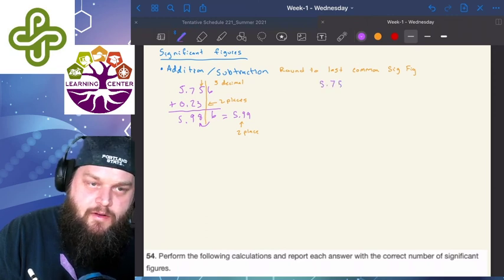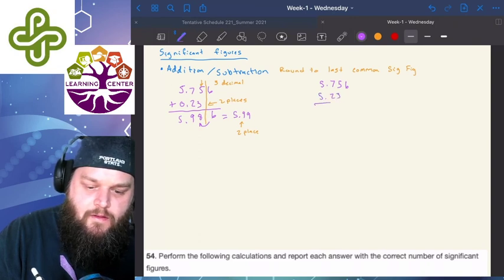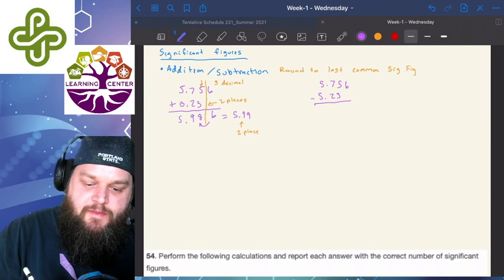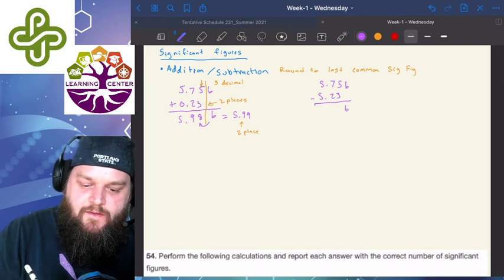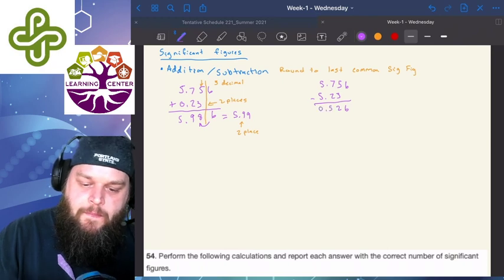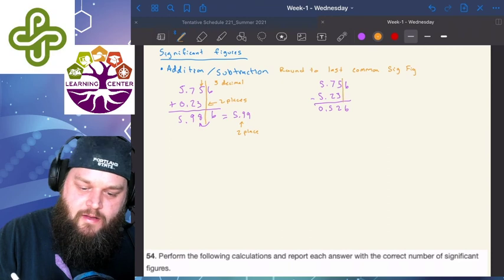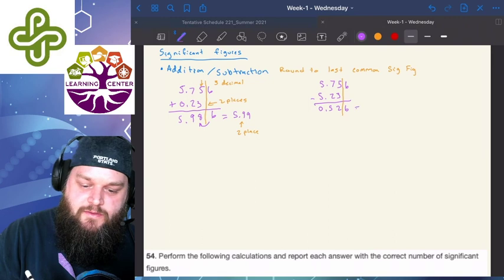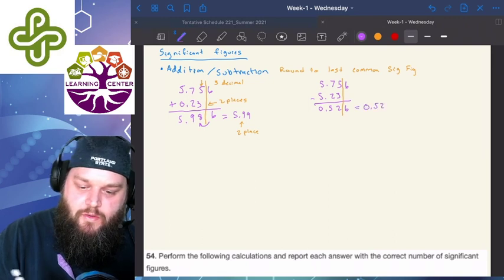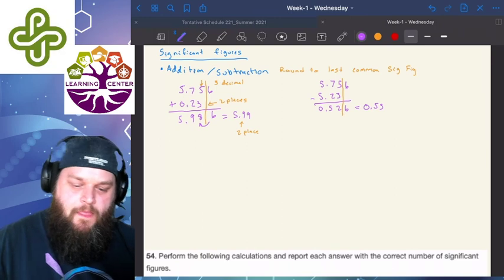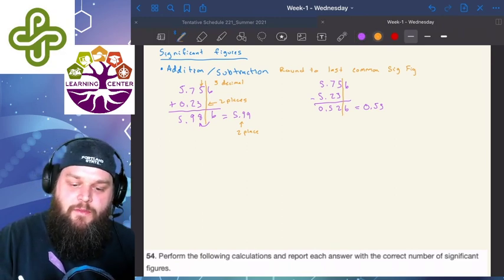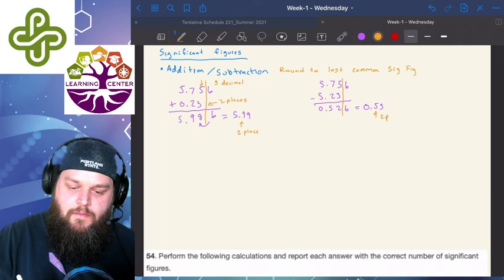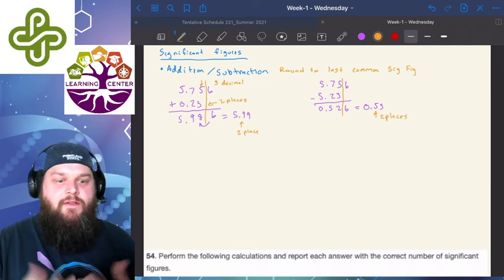Taking similar numbers, this time I'm going to throw a 5 there. I'm going to subtract. So 6 minus 0 is going to be 6, 5 minus 3 is 2, 7 minus 2 is 5, 5 minus 5 is 0. And in this case, we still draw that line down there, and we have to round based on that. So this is really going to be equal to 0.53 because we round up. And notice we're going out to 2 places again because that's the last common place.